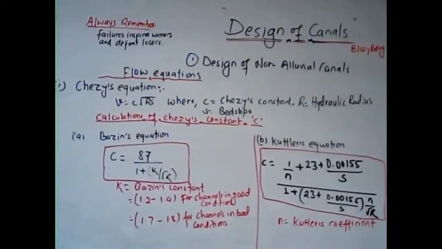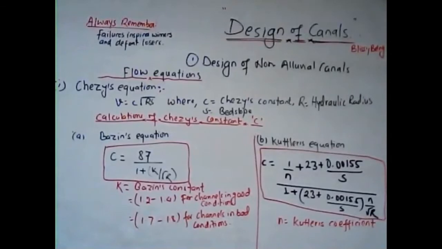Here the hydraulic radius R can be determined by A by P, that is wetted area by wetted perimeter, and S is the bed slope. Before designing the canal, we know the bed slope of the canal. So the unknown is Chezy's constant C. Chezy's constant C can be determined by two formulas: one is Bazin's equation, the second is Kutter's equation.